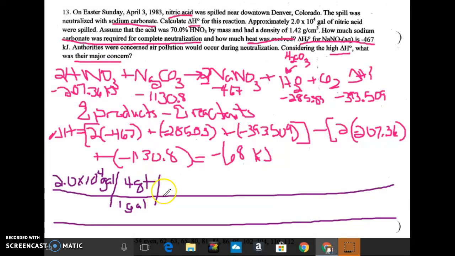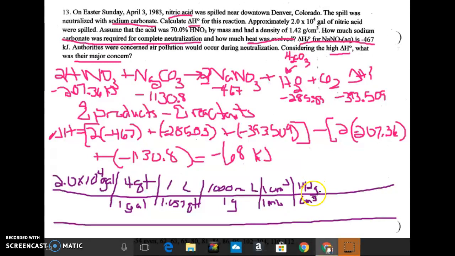This information would have to be given to you. A liter's a little bit bigger than a quart. So again, I've just Googled this information. All of this is just to get your units to milliliters. So I have that density in grams per cubic centimeter. So I'm doing my relationship there. Cubic centimeters to milliliters are the same thing. And putting in my 1.42 grams per cubic centimeter.